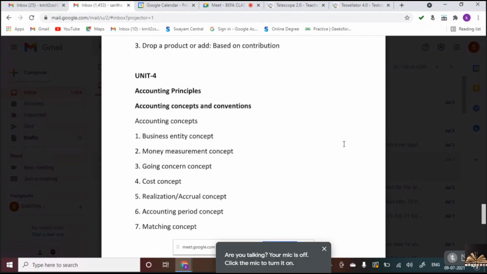But reverse to that, cash concept says that we record the transaction only when we receive the cash, only when we receive the sale proceeds, but not during the activity of selling, but during the activity of taking the cash. Is that clear? Now realization or accrual concept is nothing but the transaction is recorded when the sales are done, but not when the sale proceeds are received. Is it clear, Nana? That is known as realization or accrual concept, which is opposite of cash concept.